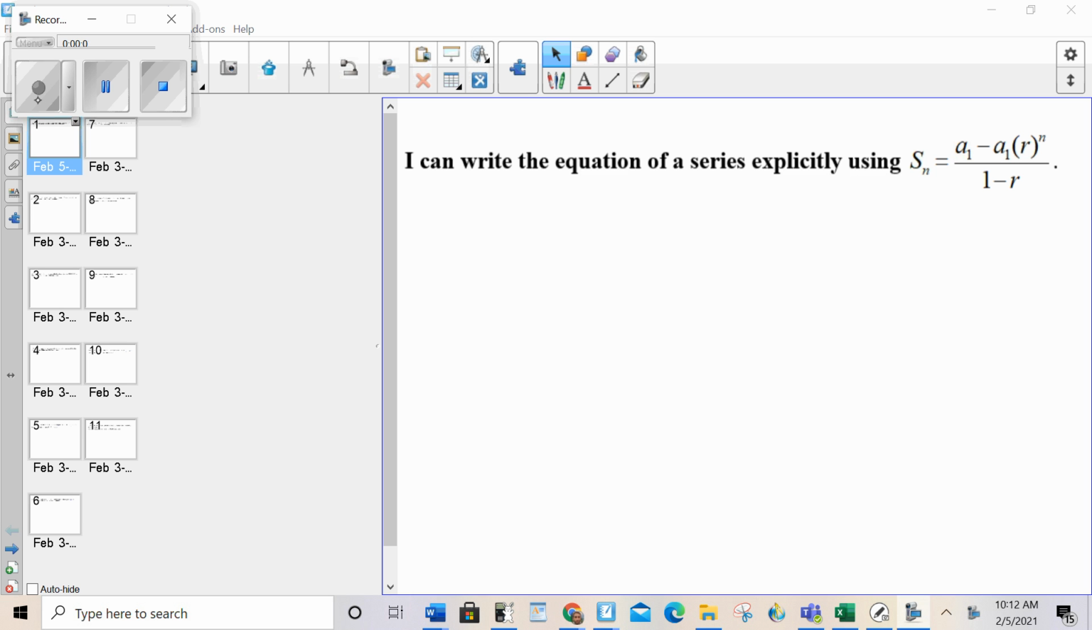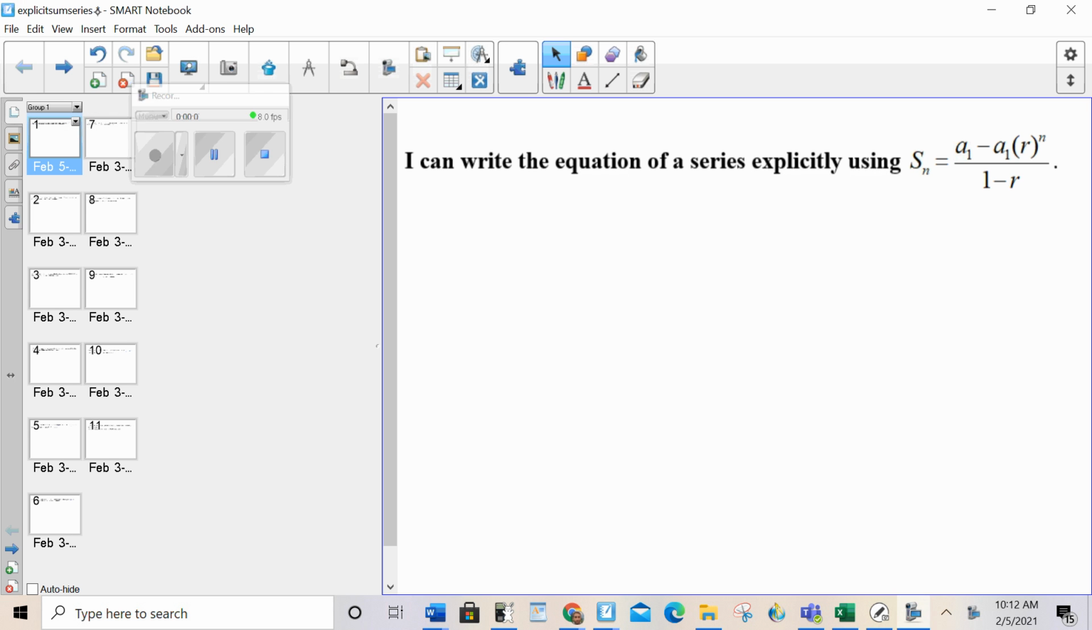Hello everybody. Today I can write the equation of a series explicitly using Sn equals a1 minus a1r to the n over 1 minus r. The good news is you do not have to memorize this. It is given to you in your reference sheet. If you're learning remotely, you have it written down. Take a picture of it, write it down somewhere. It's in the front of your packet. It is given to you.